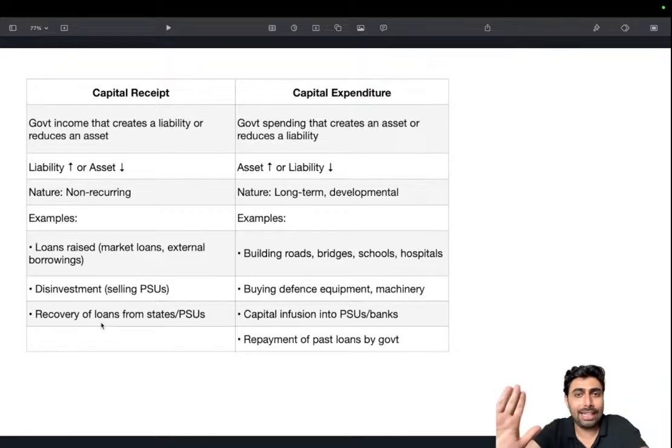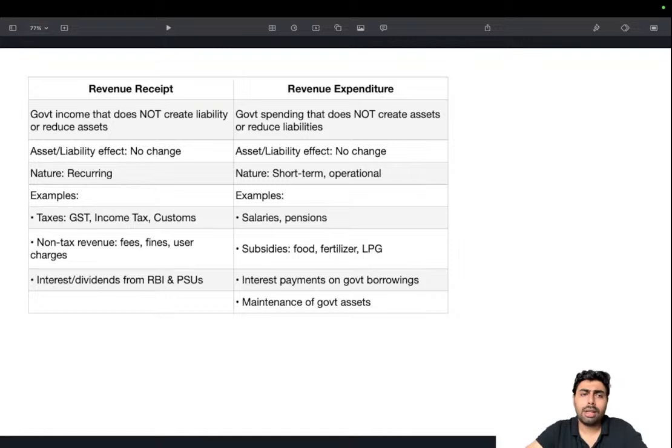Make that concept very clear. Okay. When you are recovering a loan, we are losing that asset, as in, that asset, the loan, is being reduced. So recovery of loans is actually capital receipt. Capital infusion, repayment of past loans. So repayment of loans are all capital expenditure. That you know. Then the revenue department.